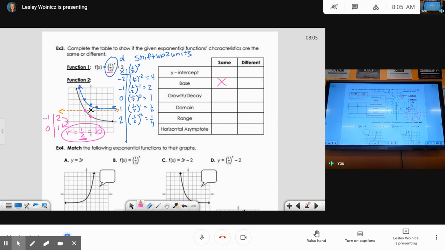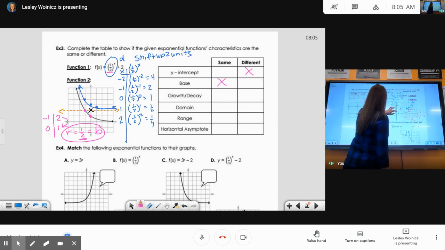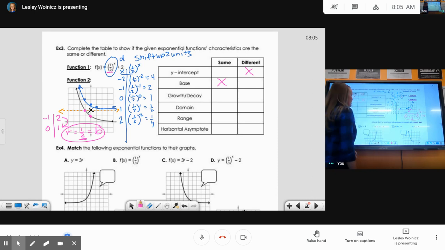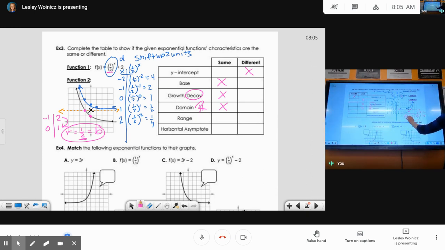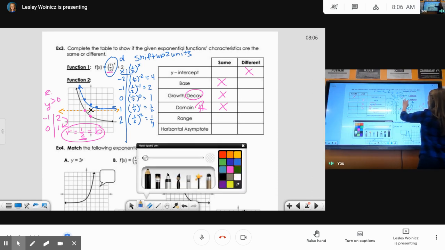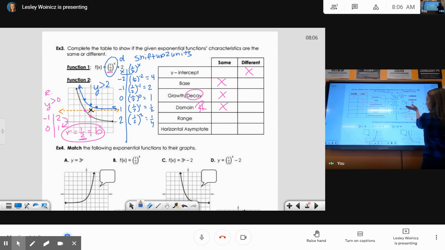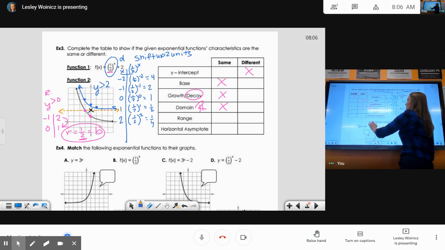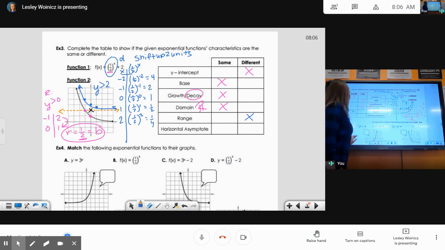For y-intercept, I can tell that those are different. They're crossing the y-axis in 2 different spots. They are both decay, so that's the same. The domain for both is all real numbers, so that's the same. The range, that's different. For my little pink stuff down here, it's y values that are greater than 0. Y is greater than 0. That's my range. For my blue one, it's y's that are greater than 2, because it all is above 2. So these are different, and the horizontal asymptotes are different.